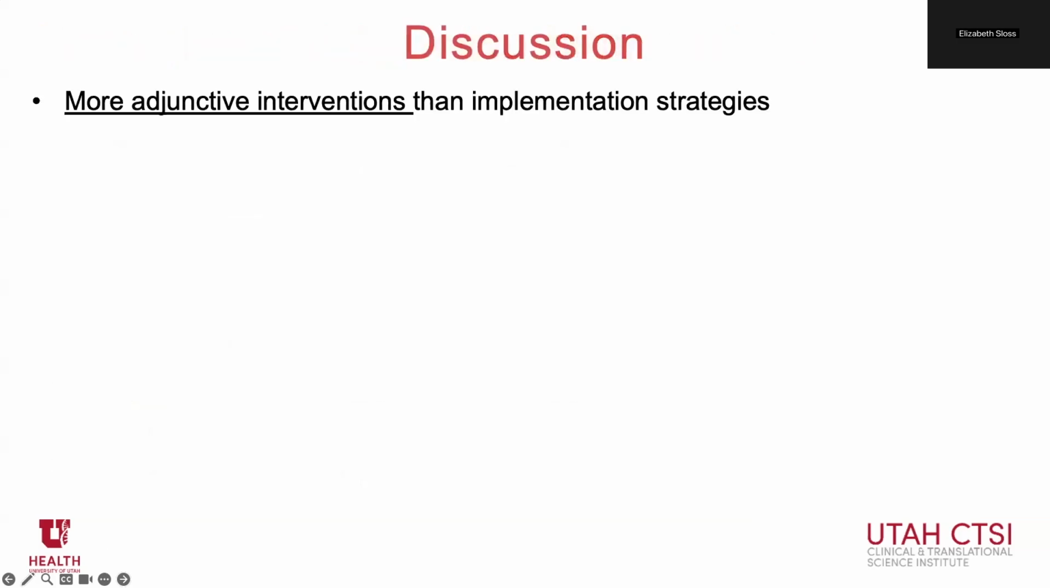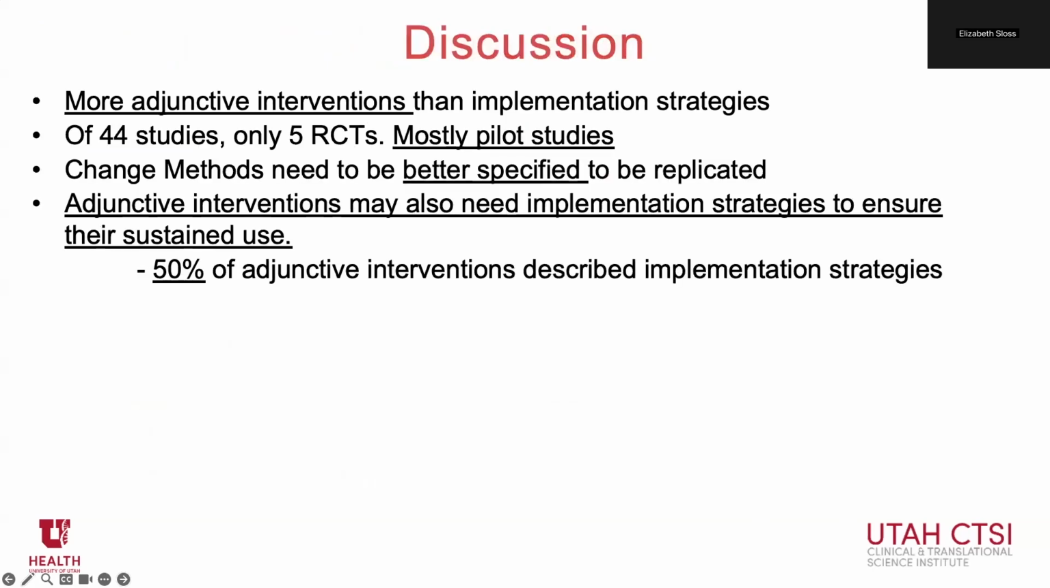Okay. So here's the discussion. There are a lot more adjunctive interventions and implementation strategies. I already talked through these things, but yeah, change methods need to be better specified.